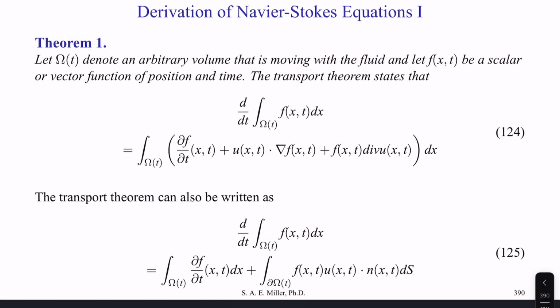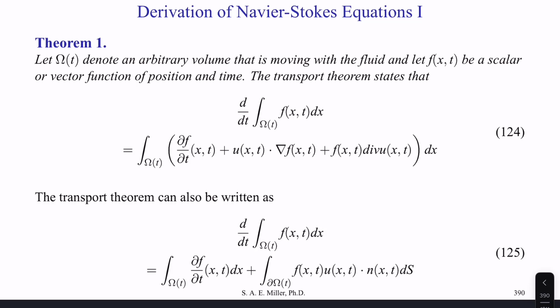Now that we've developed the material derivative, let's introduce the transport theorem. Theorem 1, in equation 124: let capital Omega t denote an arbitrary volume that is moving with the particular fluid, and let f of x, t be a scalar or vector function dependent on position and time within the fluid. The transport theorem then states that the ordinary derivative of the volumetric integral of f is equal to the volumetric integral of partial f partial t plus u dot nabla f plus f divergence of u.